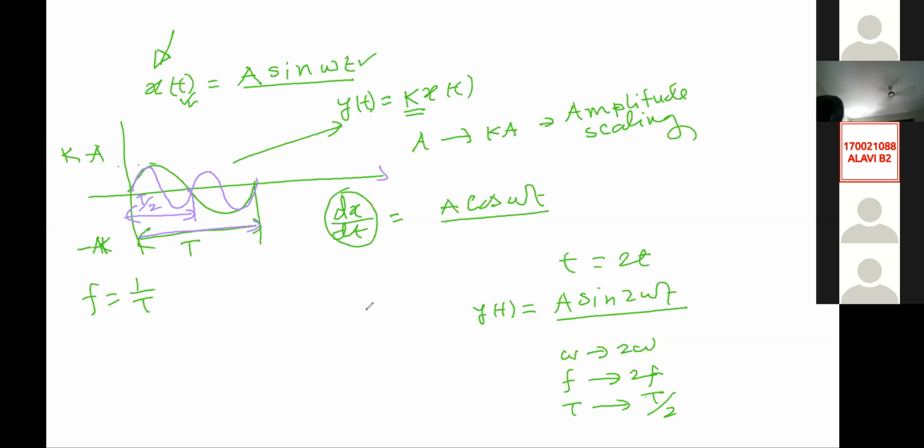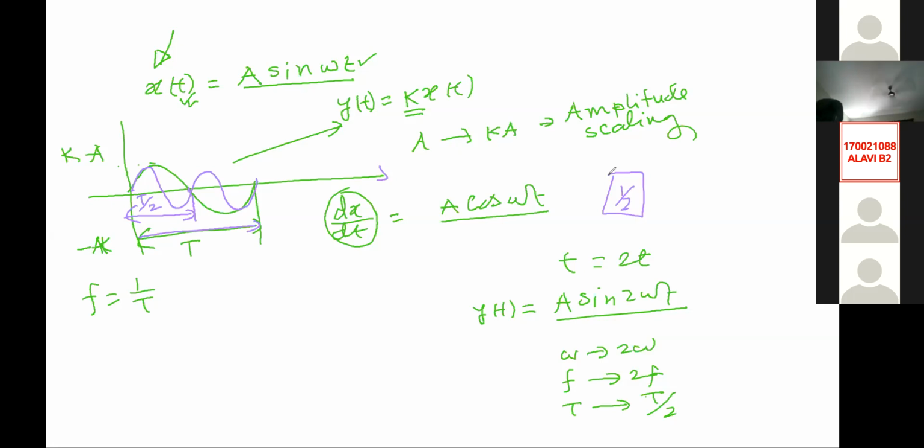Similarly, if we make our multiplication factor 1 by 2, then it will decrease the frequency by 2, okay? Similarly, your signal will be expanded in the time domain. So whenever we operate on our signal in the independent variable, your signal will either be compressed in the time domain or expanded in the time domain.